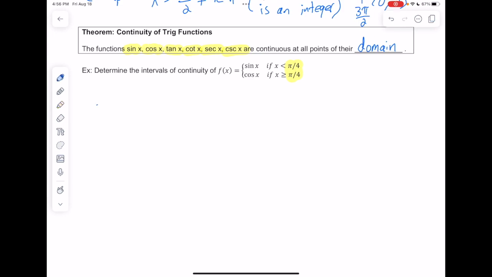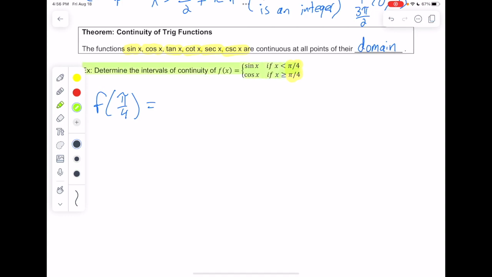How about f of pi over 4? So you want to plug it in, but to which branch? Well, pi over 4 is included right there. So that green part right there has the equal sign included, so that's the branch that includes pi over 4, so this is the place where we would plug that.